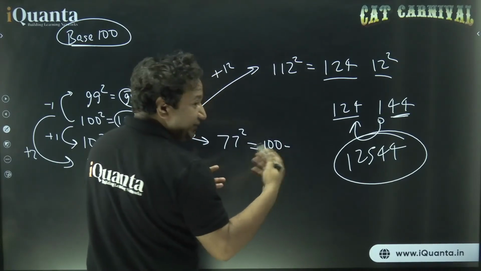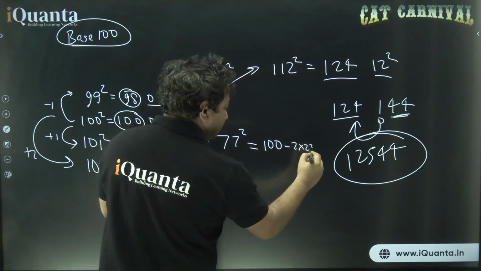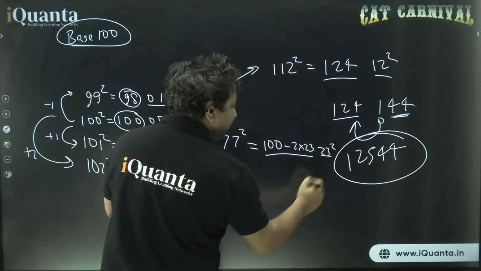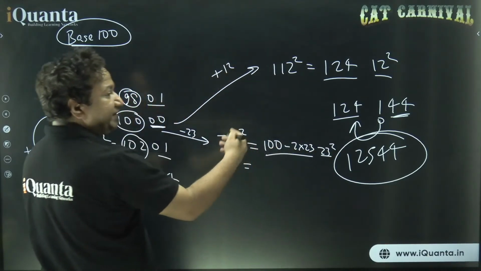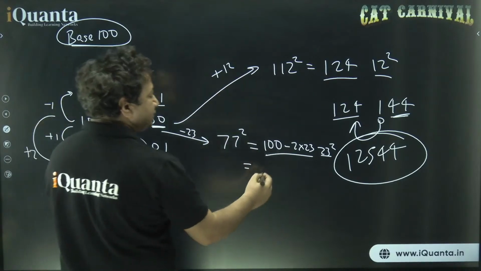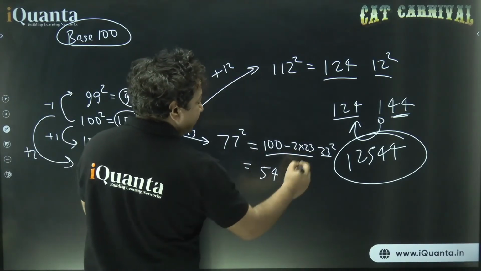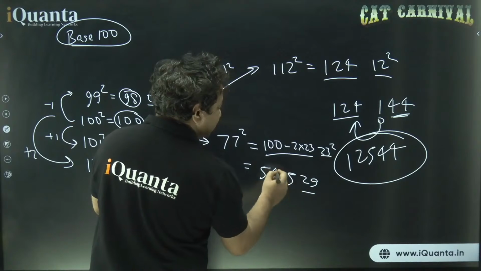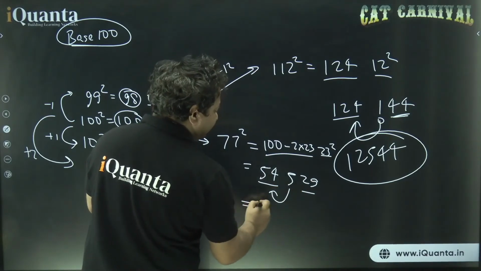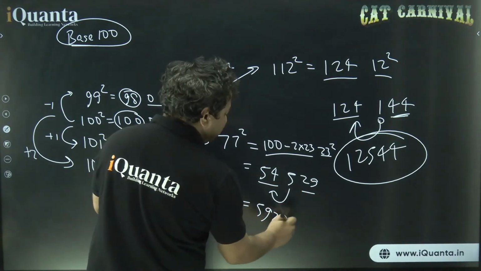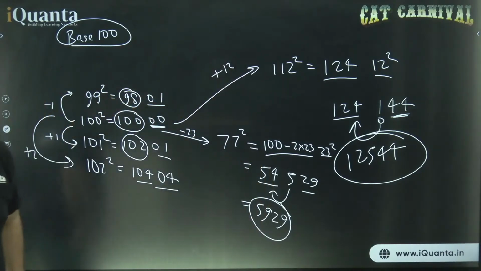Okay. I'm doing everything twice. And then 23 square. That's what the answer will be. So 100 minus 46 is 54. 23 square is 529. 29 stays. 5 goes here. We get 5929 as the final answer. Is that cool? Is that working? Is that beautiful, exciting, fascinating?